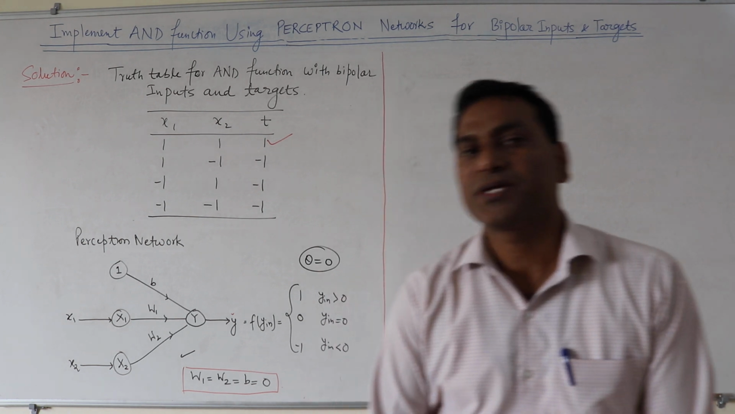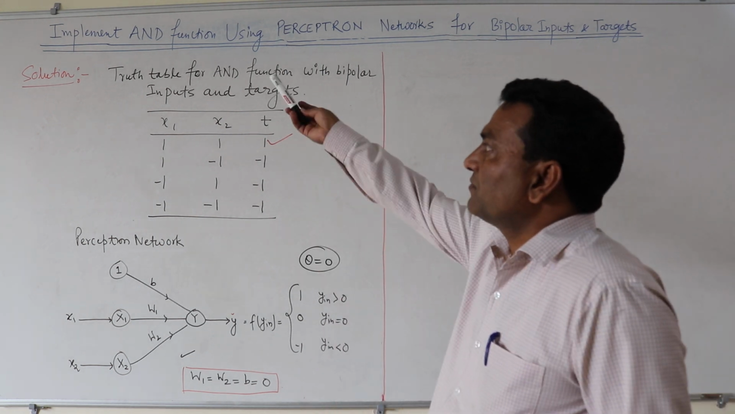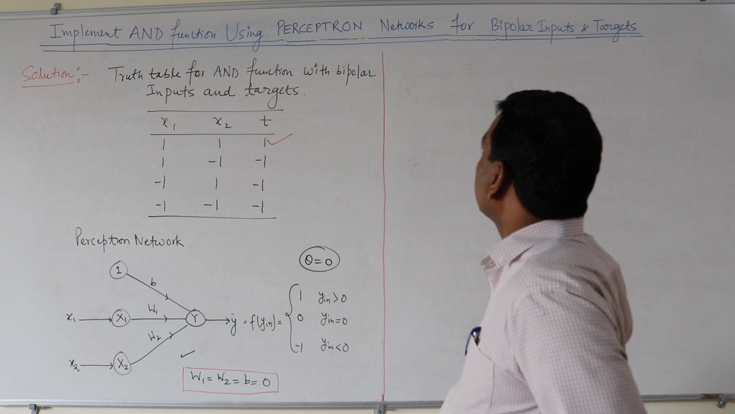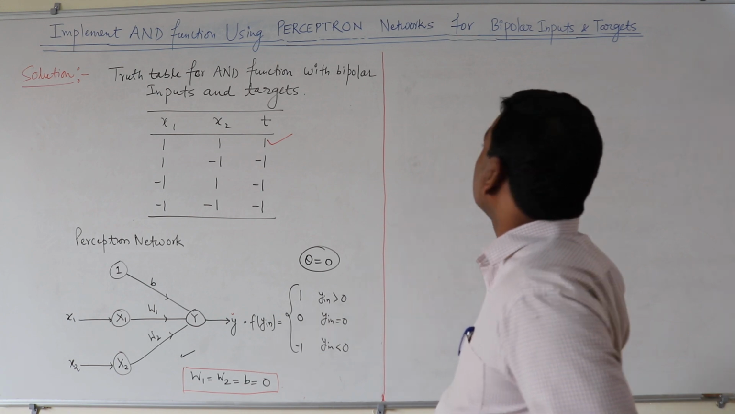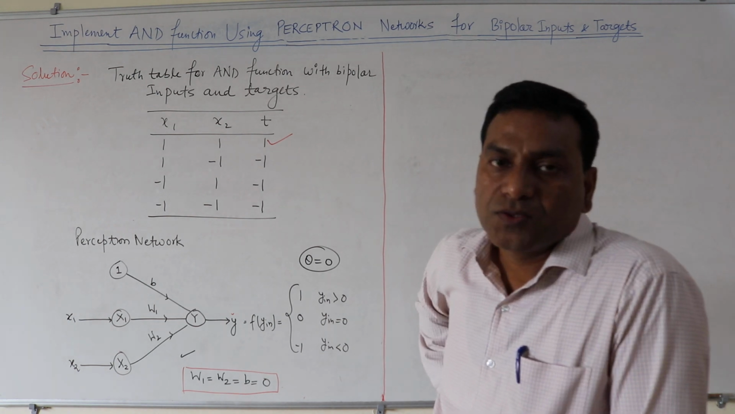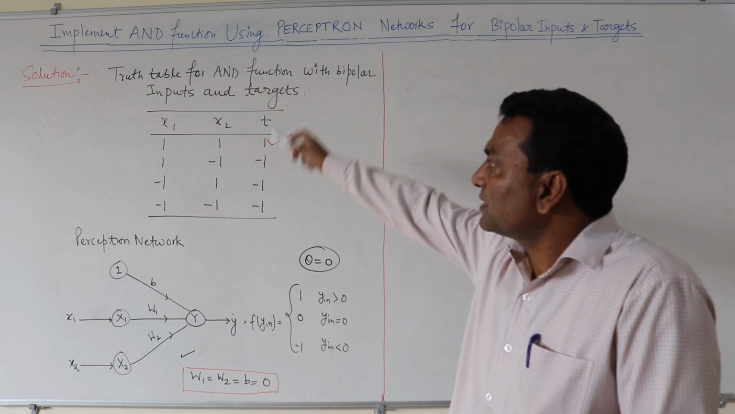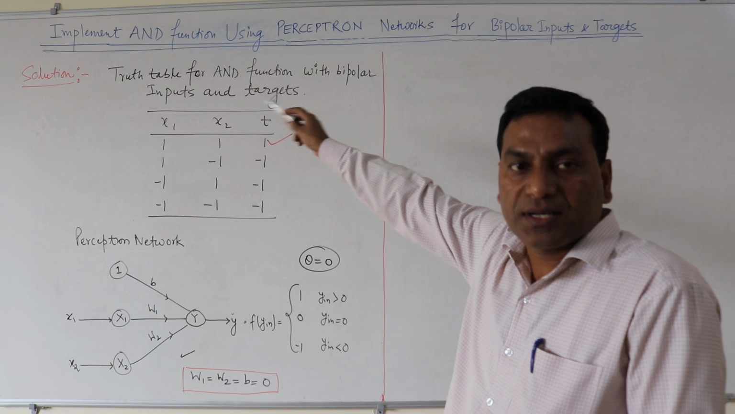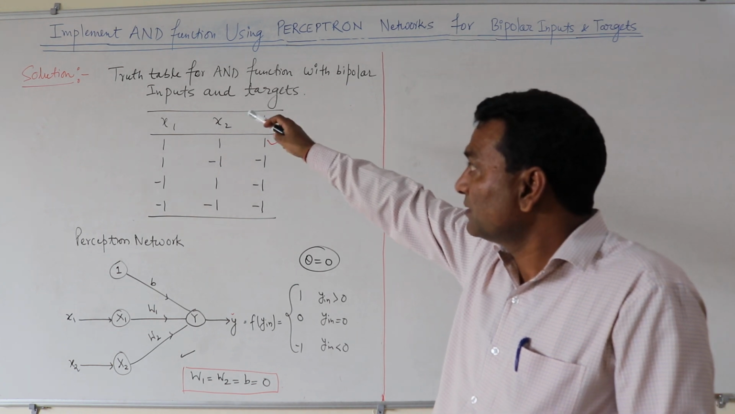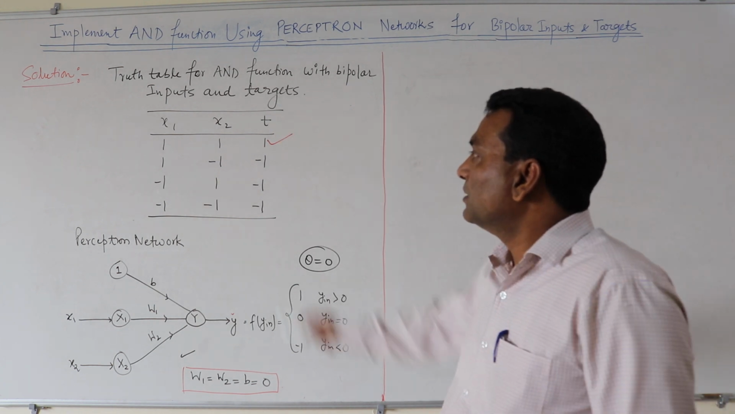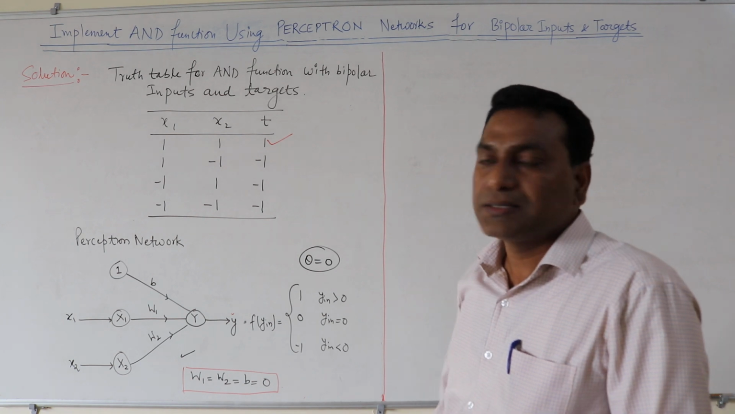Good evening students, today I am going to explain the implementation of AND function using the perceptron neural network for the bipolar inputs and the targets. So we will see the solution. So this is the truth table for AND function. This is very popular, we know. Truth table for AND function with bipolar inputs and the targets.